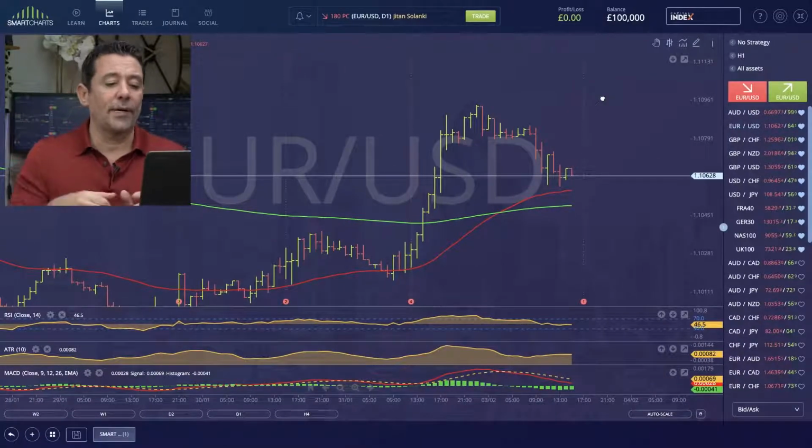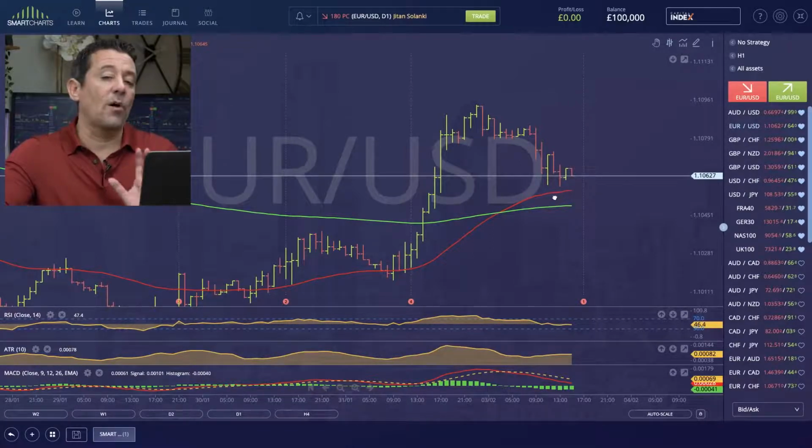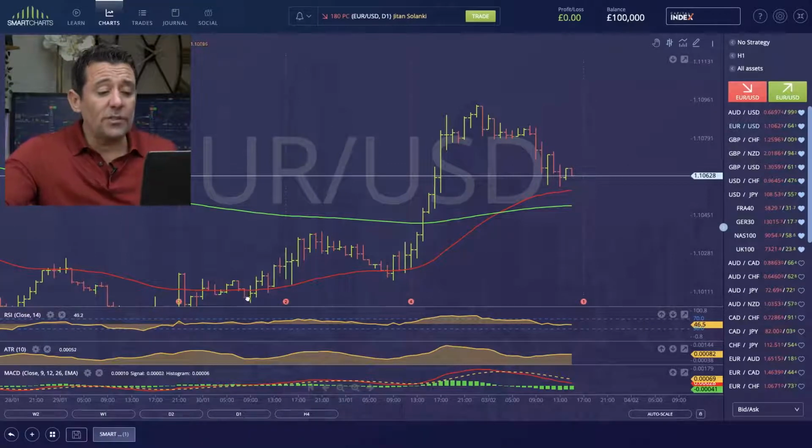Let's have a look at what we're looking at. Well, first of all, we've seen a rally up. Then we've seen the market fall, and now we're seeing the market bounce off that 50 period moving average, just as it's done before. Notice it did it a few hours back, or should I say a few days back. This is the 1 hour chart.